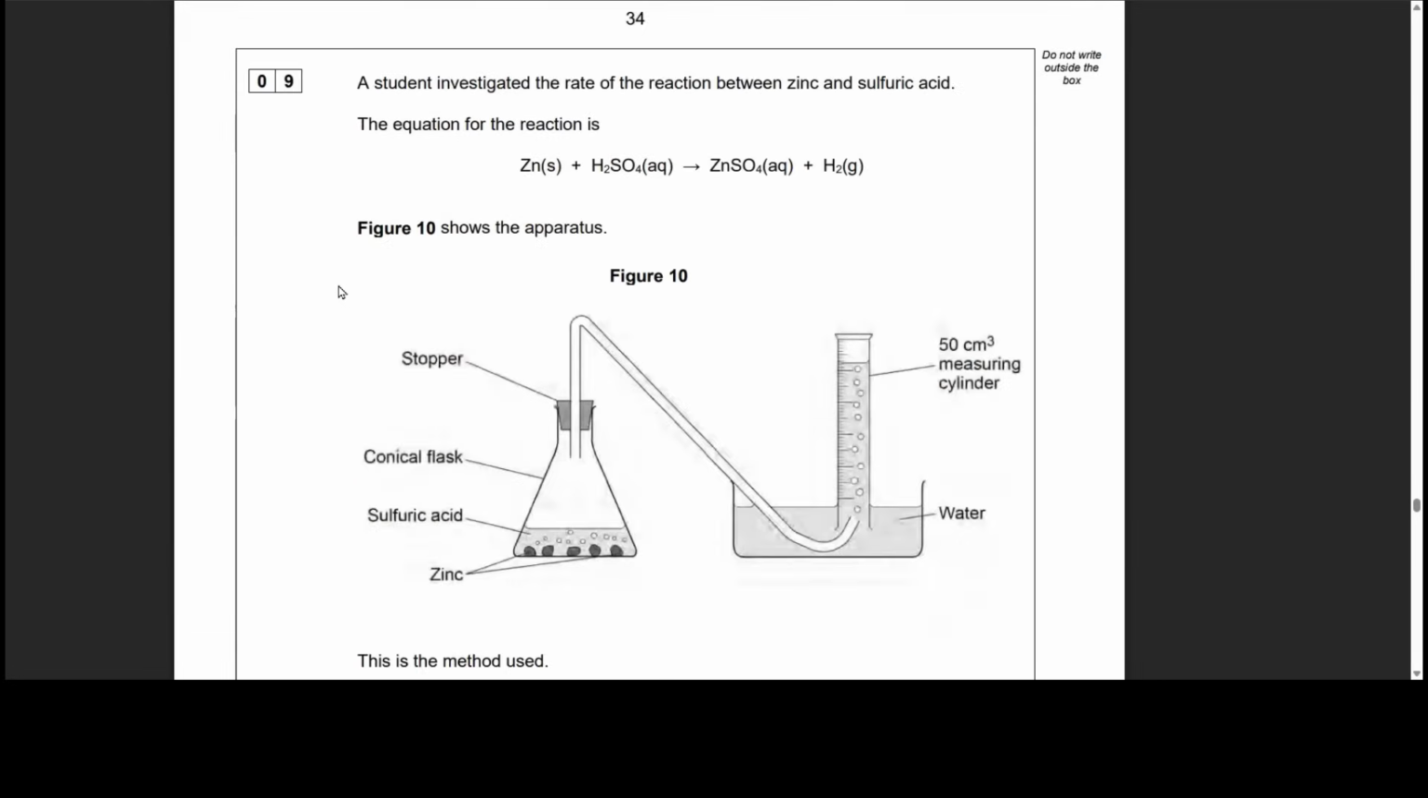Last question, I believe. Okay, we're looking at question 9. A student investigated the rate of reaction between zinc and sulfuric acid. The equation for the reaction is zinc solid plus sulfuric acid aqueous goes to zinc sulfate aqueous plus hydrogen gas.